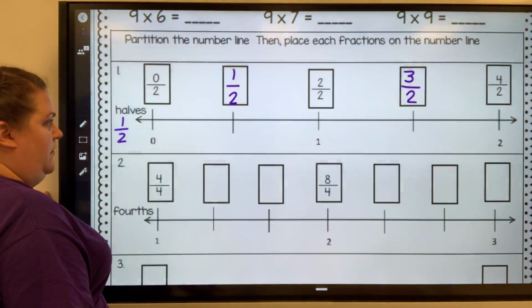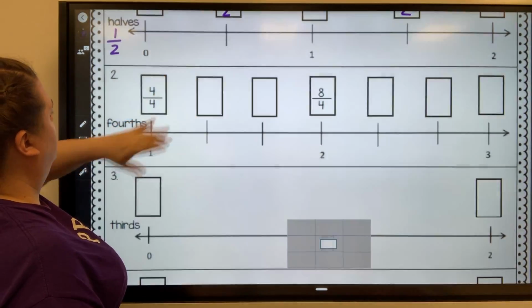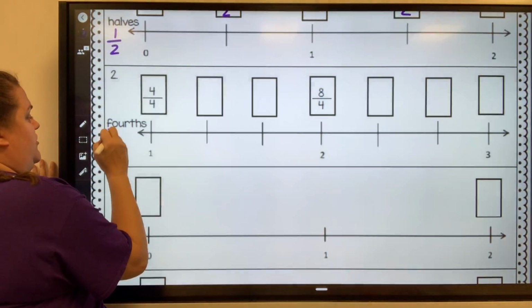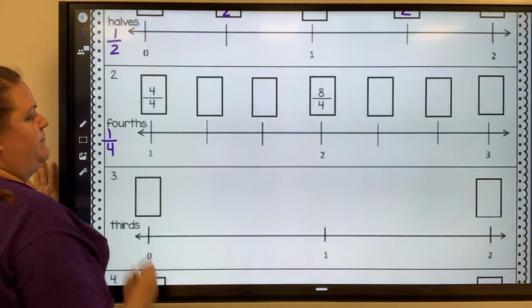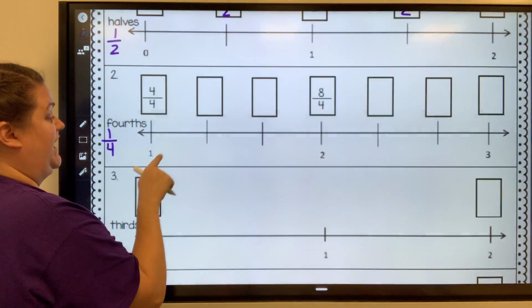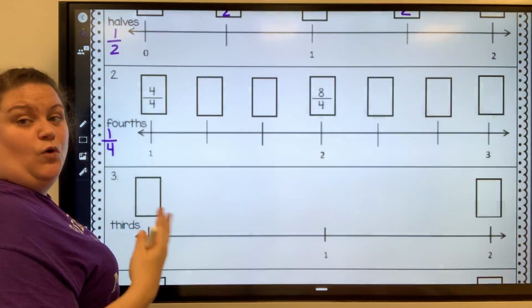So for the next one, for number 2, I'm going to slide this up. There we go. We're dealing in fourths. So I'm going to write the unit fraction here just to remember what I'm working with. I'm dividing things into fourths for this one. So we're starting out with 1. That's why they started out with 4 over 4, because that is the same as 1 whole.